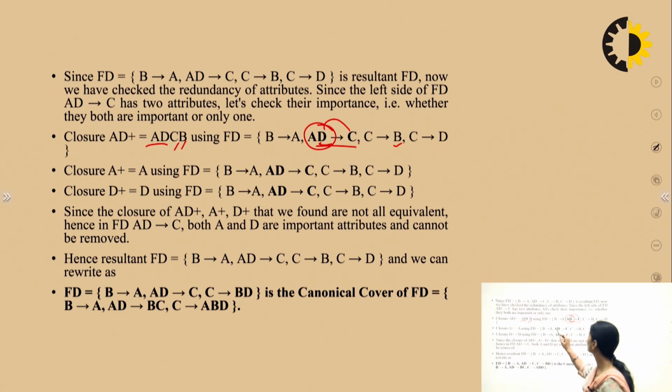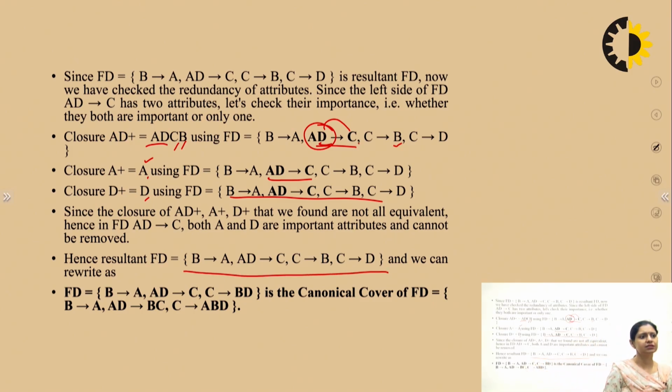Closure of A. So the closure of A is A. We do not have any other attribute through which we can find out through A. Hence, the closure of A is A. Similarly, the closure of D is D because we do not have any attribute which can be found out using D. Hence, AD is an important part of the functional dependency and cannot be removed. Both the attributes are important. Hence, the resultant set of functional dependencies is this.